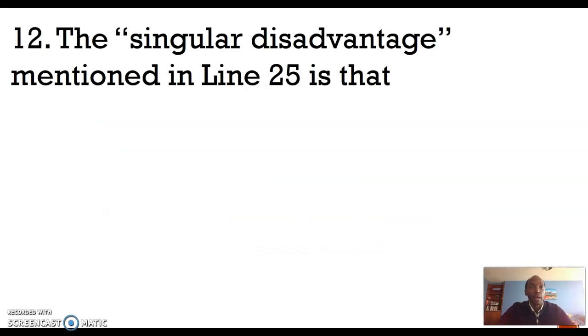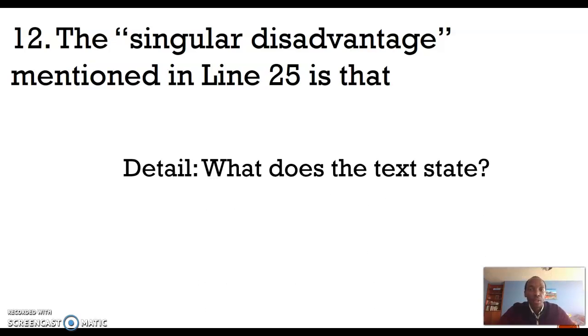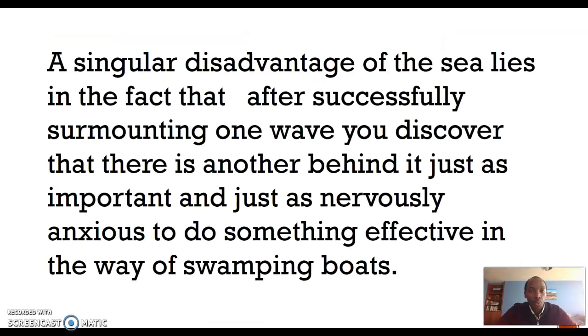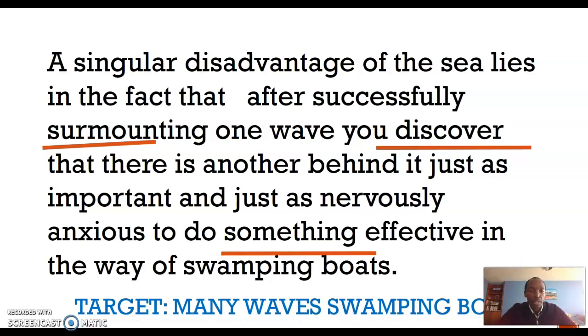If we move on to another detailed question, this question will tell us that I need to look closely at what singular disadvantage is being described. So I close read line 25, and I need to find out what the text is stating, right, and come up with my own target. As I read line 25, I need to annotate for what is the disadvantage of the sea. So you underline as necessary, annotate as necessary to figure out what is the big deal about the sea, right? And my target in this case is that there are many waves swamping boats.